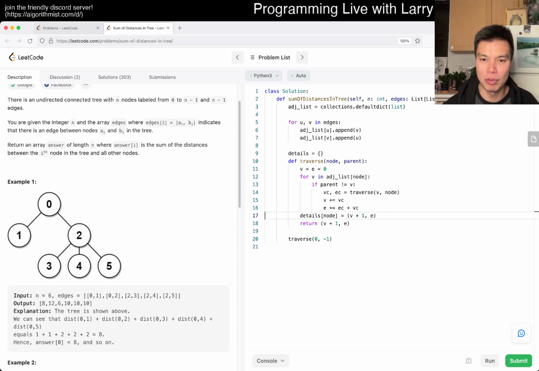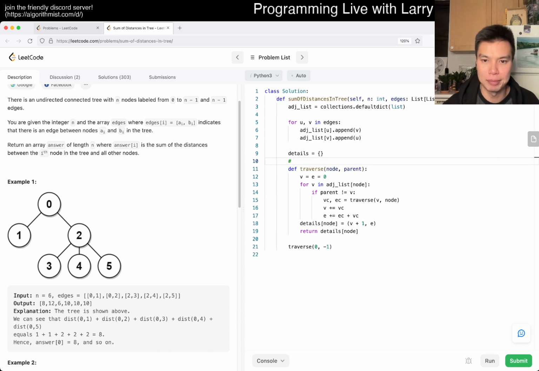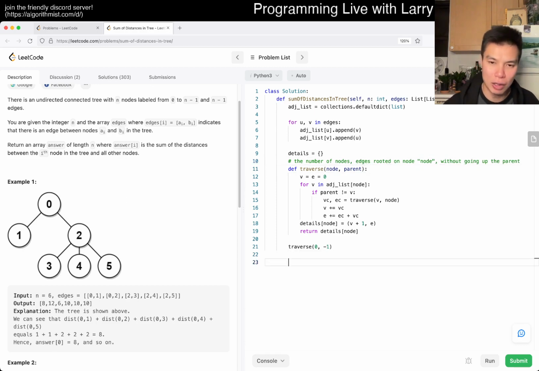And basically what we're saying here, what we're returning is the sum or the number of nodes rooted on this node, without going up to the parent, and also edges, right? Something like that.